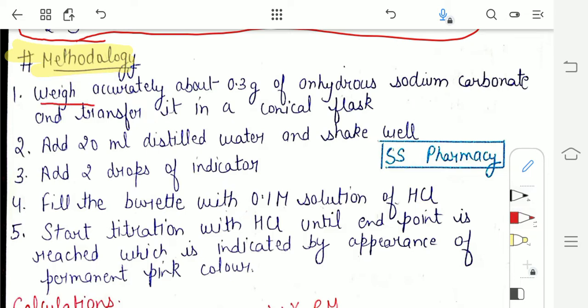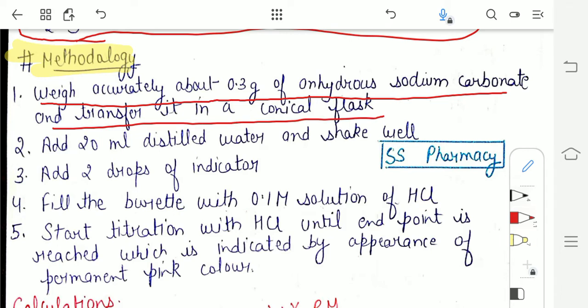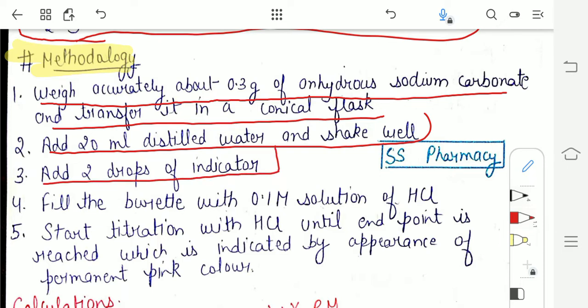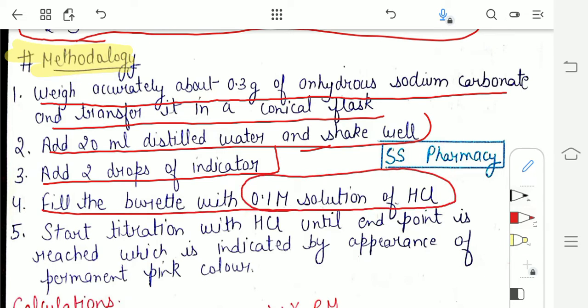So we have to weigh accurately about 0.3 grams of anhydrous sodium carbonate and transfer it to a conical flask. Then we add 20 ml of distilled water and shake well, and then add 2 drops of our indicator, which is either methyl red or methyl orange. Then we fill the burette with 0.1 M solution of HCl. This is the same solution which we prepared just a few minutes ago.